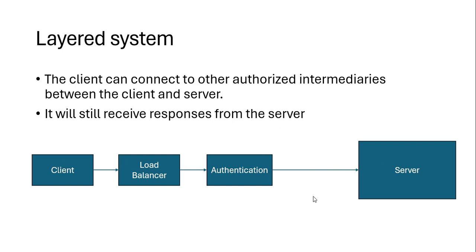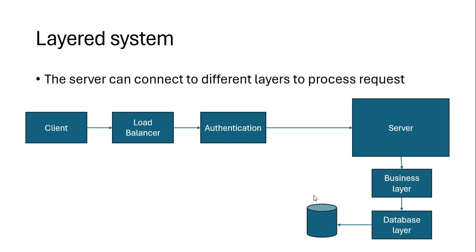Similarly, the server itself can connect to different layers. For example, it may connect to a business layer for processing the logic, and it will connect to a data layer to get the data back. So the end-to-end communication is not one straightforward path where the client directly communicates with the server. There can be layers between them, and the server can also communicate with different layers to send back the response. So this is all about the layered system.